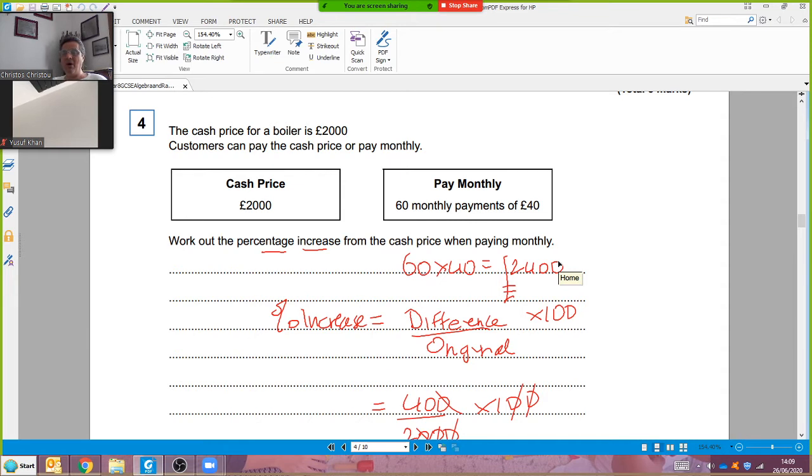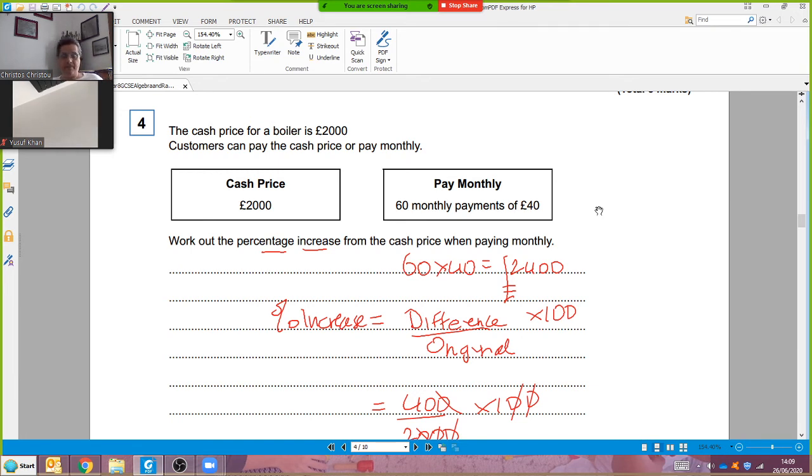So at least get 1 mark and don't be lazy with your life. It wants the percentage increase from the cash price when paying by monthly instalments. It's like paying a little mortgage on whatever this thing is that's just bought. Oh, a boiler, okay. So maybe many people can't afford £2,000. It's like having a little mortgage, a mini mortgage on that amount of money, and it won't come cheap.